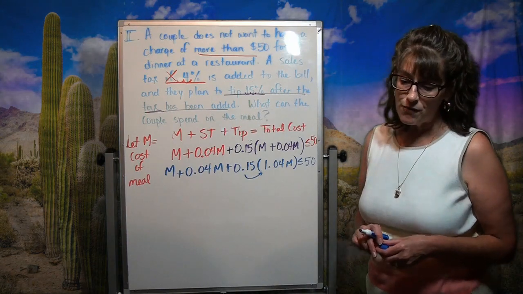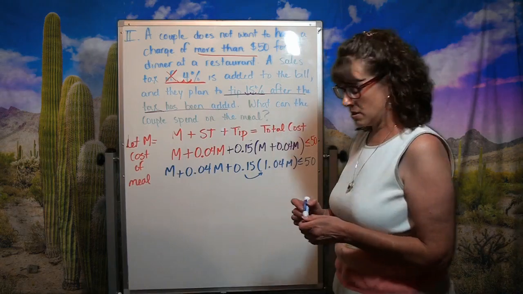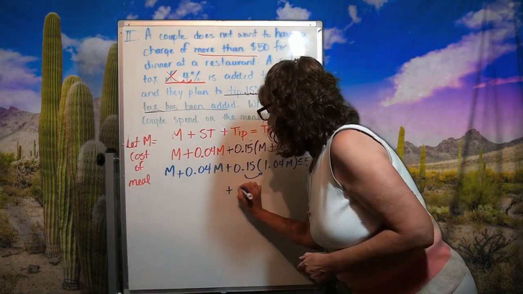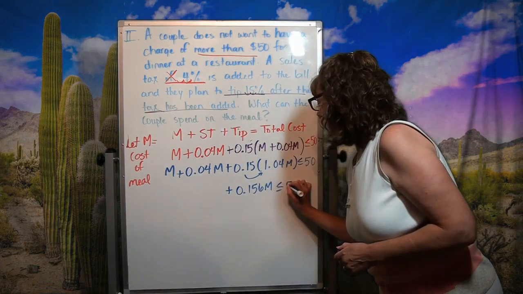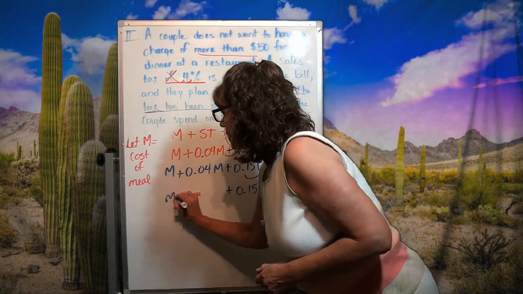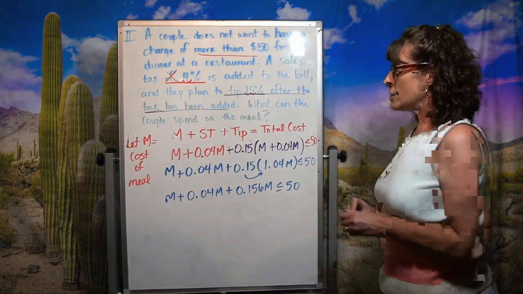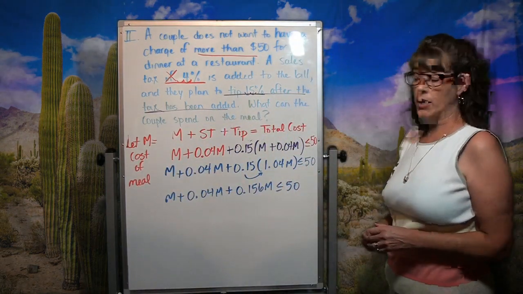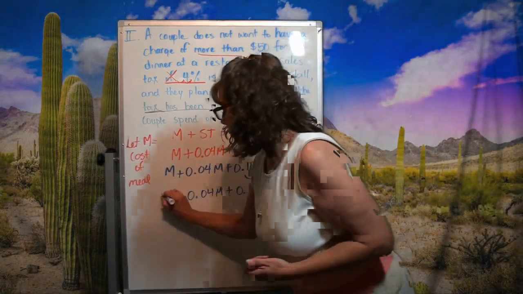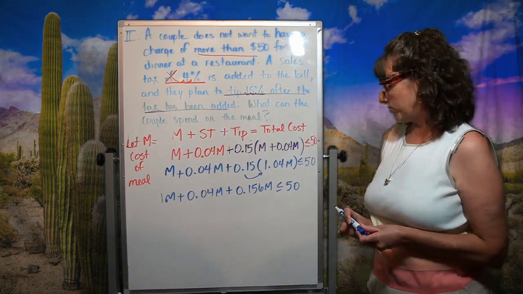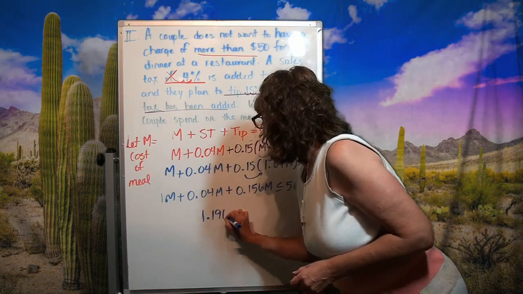So a 0.15 times a 0.04 is 0.156. And we've got all this over here. Now we are ready to simplify this side and combine up our like terms. Notice they're all like terms. They all have an m in them. So we have our 1m plus 0.04m plus 0.156m. That'll give us a 1.196m.